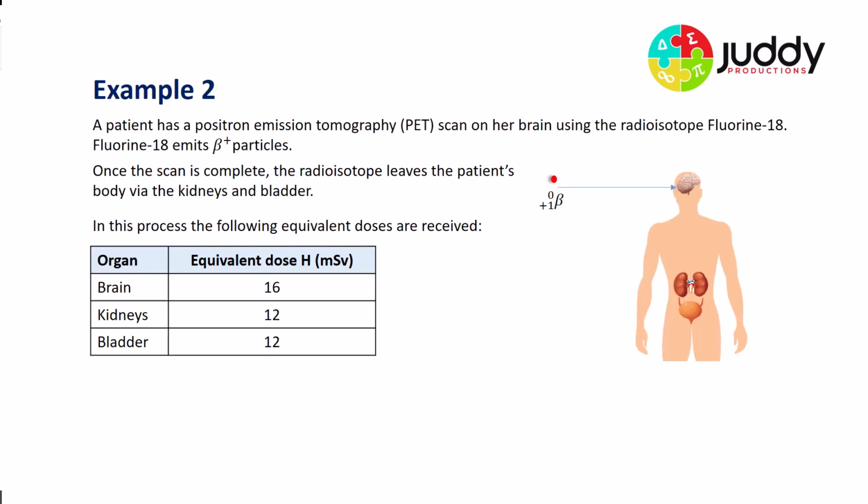Example number 2, a patient has a positron emission tomography PET scan on her brain using the radioisotope fluorine-18. Fluorine-18 emits beta plus particles. Once the scan is complete, the radioisotope leaves the patient's body via the kidney and bladder. In this process, the following equivalent doses are received. So we can see the brain receives an equivalent dose of 16 millisieverts, and in the process of expelling the isotope, the kidneys are exposed to 12 millisieverts and the bladder exposed to 12 millisieverts as well.